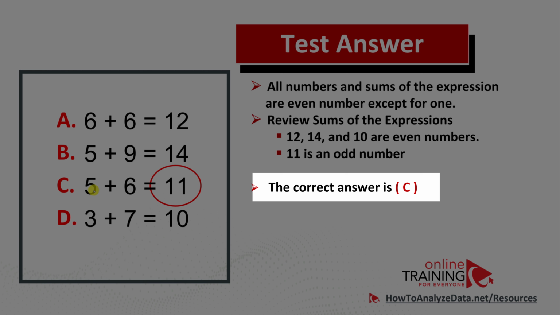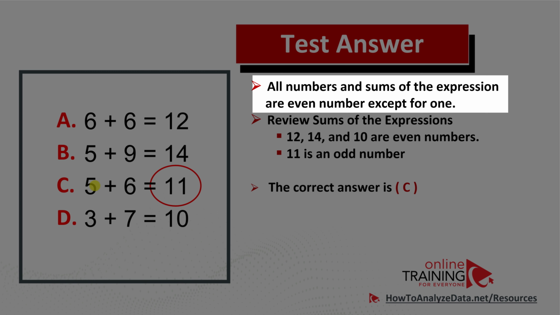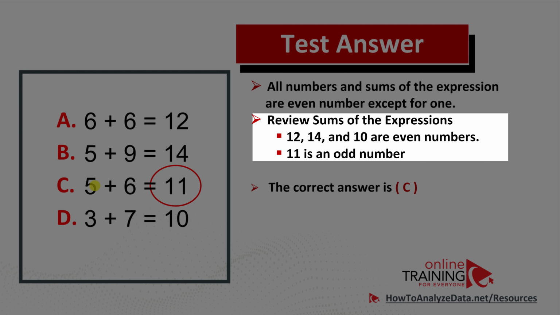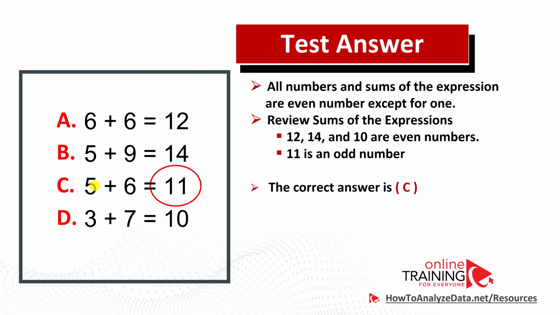And there are multiple ways how you can look for clues to solve these types of challenges. Let's recap. All numbers in the sums of the expression are even numbers except 1. If you review the sums of the expressions, you see that 12, 14, and 10 are all even numbers, and 11 stands out. It's an odd number. So the correct answer here is choice C. Hopefully you've nailed this question.